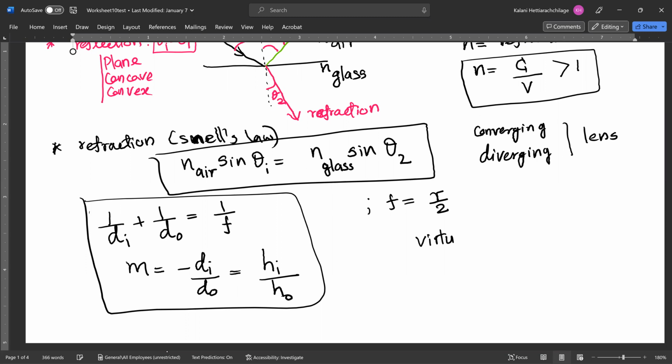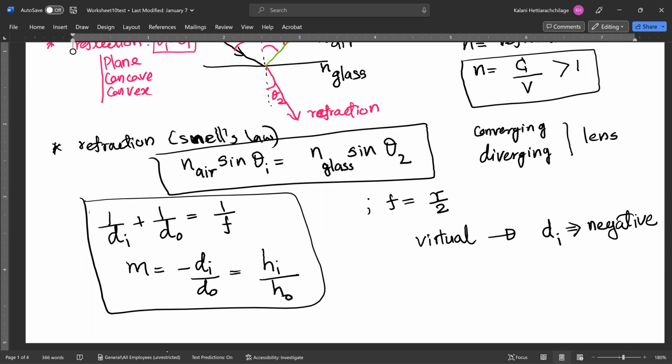When you say virtual, it basically means there are no real lights. That's what virtual means, right? No real light. That means you create the image without real light intersection. So these are virtual, right? Basically your di will be negative if it is a virtual image.